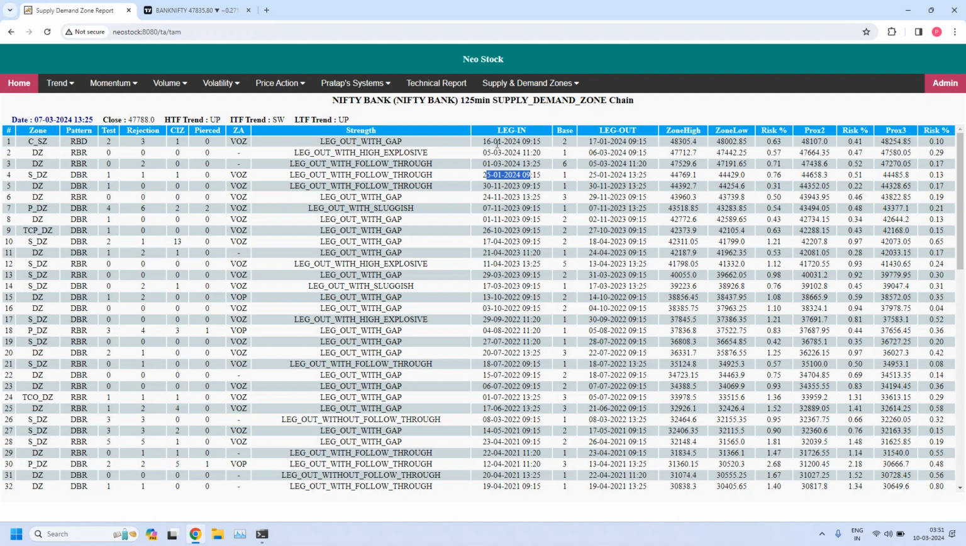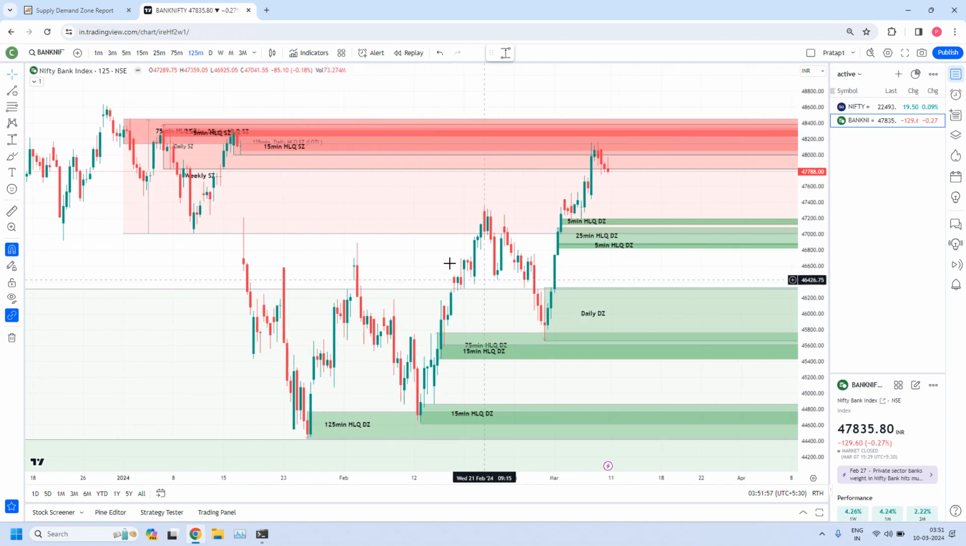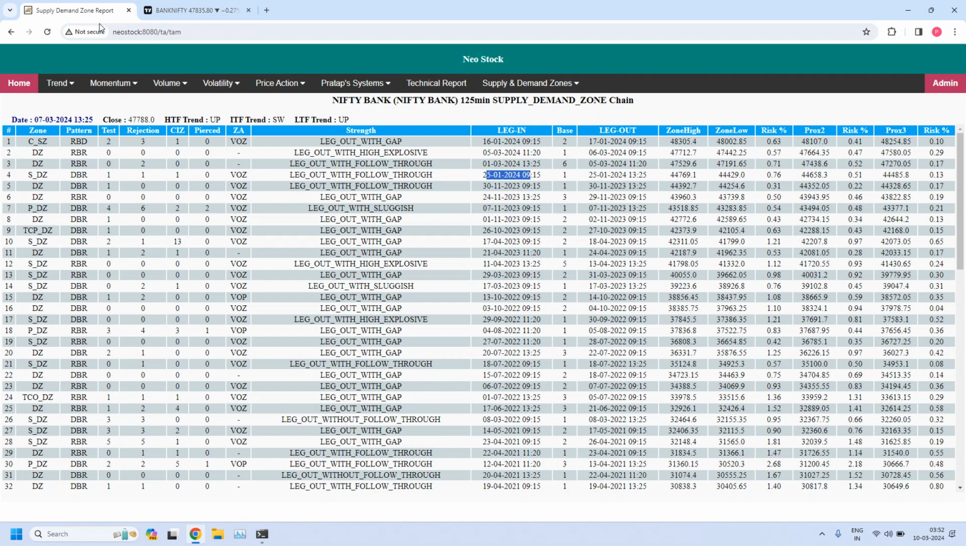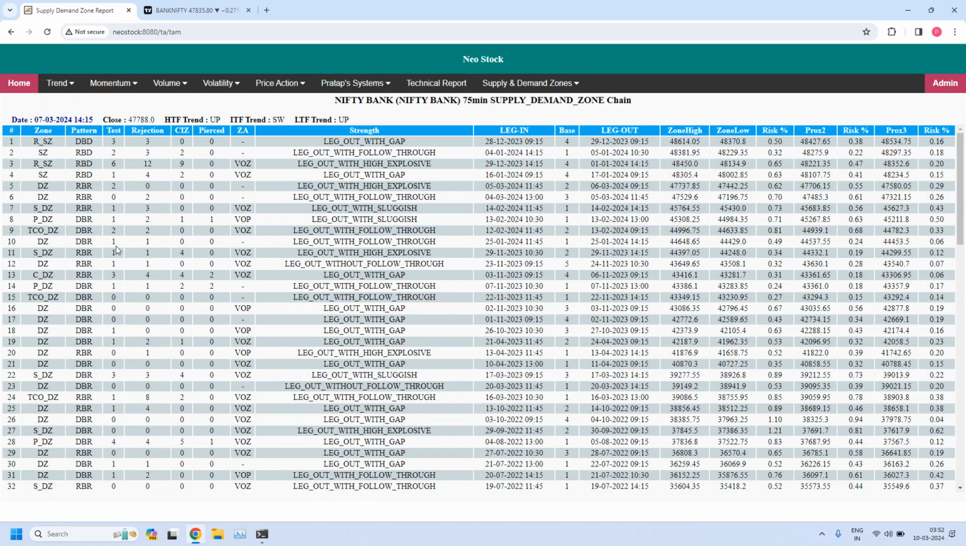And the supply zone is 16/1. Somewhere here we have drawn 16/1. This is the one, 16/1. We have the 75 minutes, 125 minutes zone there. So no changes, it still remains the same. So let's go to 75 minutes. So nothing happened in 125 minutes during this week.